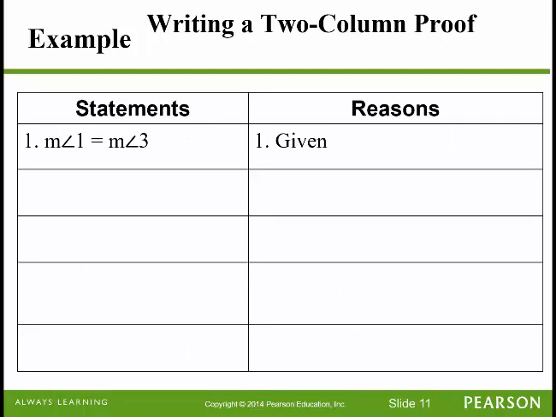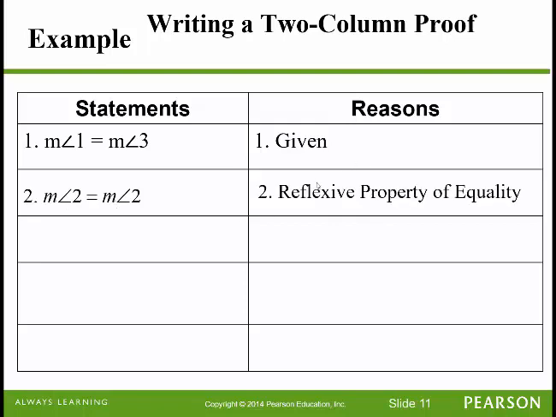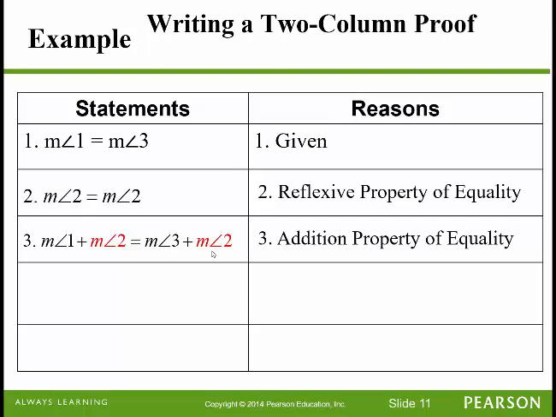Start with the given statement: the measure of angle 1 is equal to the measure of angle 3. Now I know that the measure of angle 2 is equal to the measure of angle 2, obviously. Now, what property was that? That was the reflexive property of equality. Now what I'm going to do is add it to both sides. So the measure of angle 1 plus the measure of angle 2 is equal to the measure of angle 3 plus the measure of angle 2. All right, this was the addition property of equality.